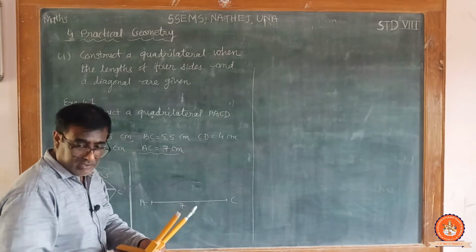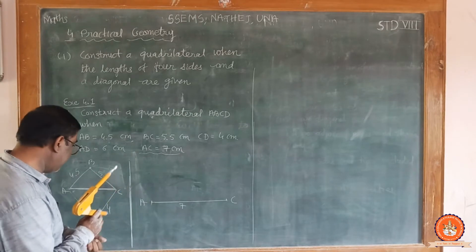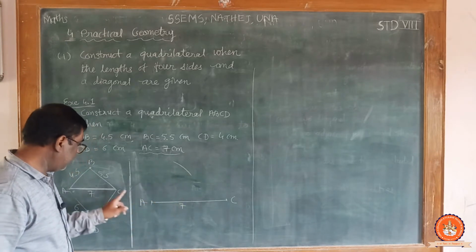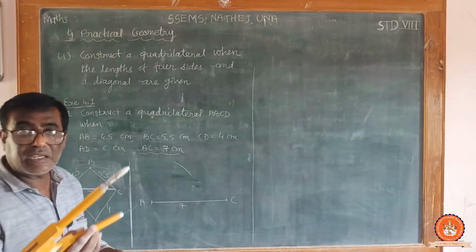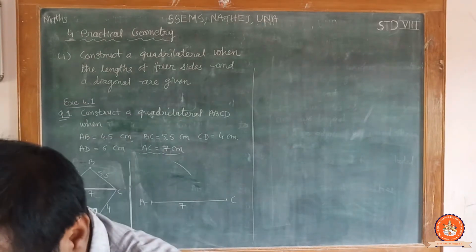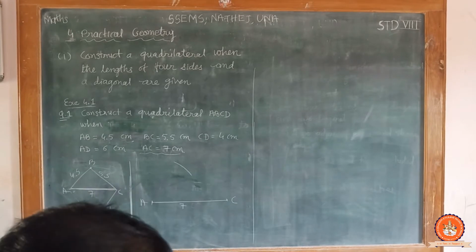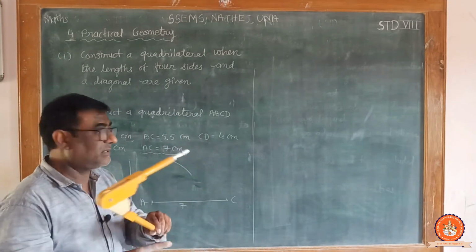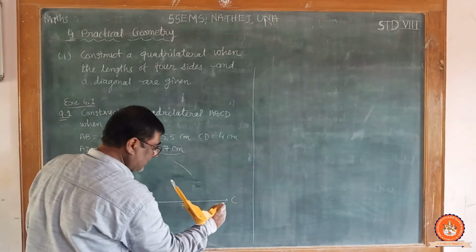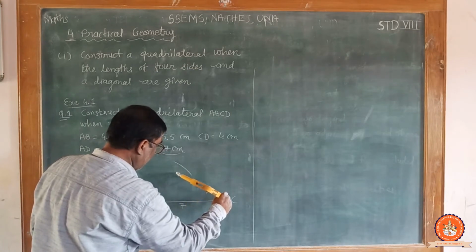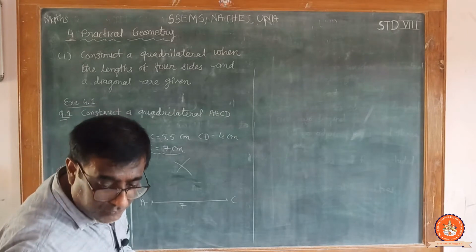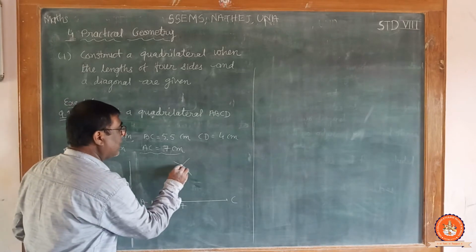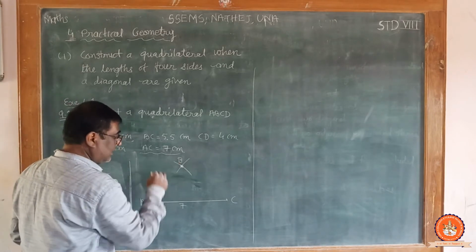So I will take B as a center and the radius equal to 4.5 centimeters. I will draw an arc, and from C, B is 5.5 centimeters. So taking C as a center and radius equal to 5.5 centimeters, I will draw another arc to one side of AC. The point of intersection will be named B.